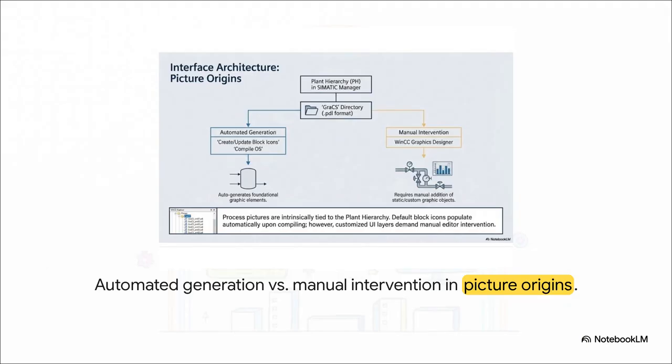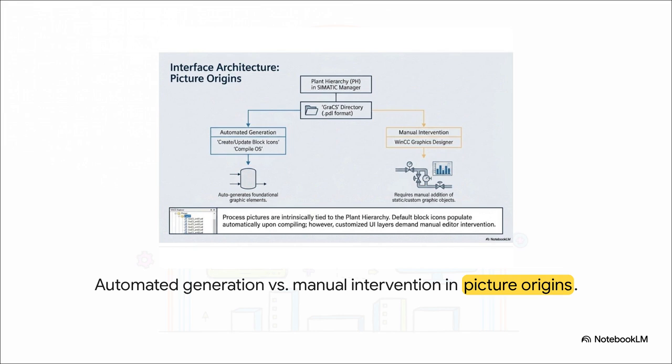So, process pictures in PCS7 don't just magically appear out of thin air, right? They are intrinsically tied to your plant hierarchy over in the SIMATIC Manager. When you go ahead and execute that compile OS function, the system does something pretty cool. It automatically generates your foundational graphic elements. We're talking default block icons for your tanks and valves, and it drops them straight into the Grax directory.